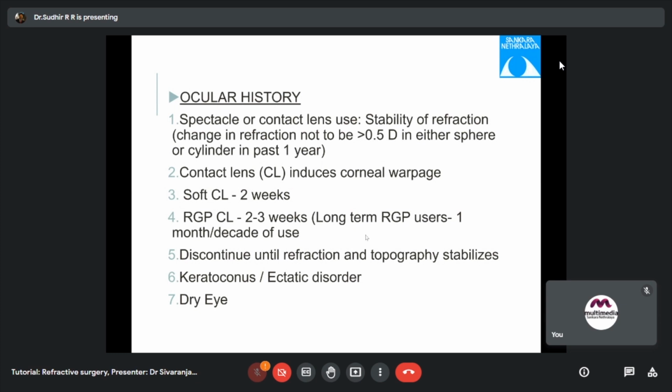So we'll come back on to all the pachymetry related information. Contact lens is very important. So they have to discontinue so that there is no warpage, there's no hypoxia, so there's no induced increase in the corneal thickness. Okay. Coming on to the refraction, the most important thing is that it should be a stable refraction.